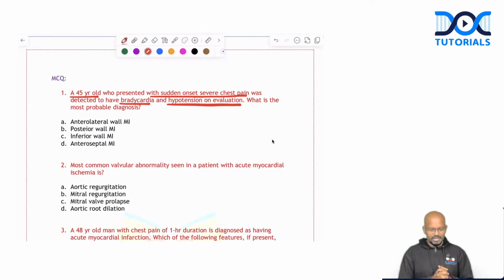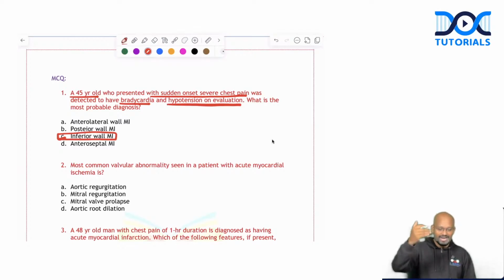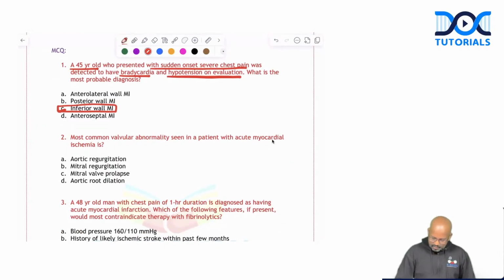Yes, good, Dr. Kishore, you're right. The answer is inferior wall MI, because as we have explained, bradycardia and hypotension are for inferior wall, whereas anterior is going to be the opposite one, hypertension and tachycardia. Okay, moving on to the next question.